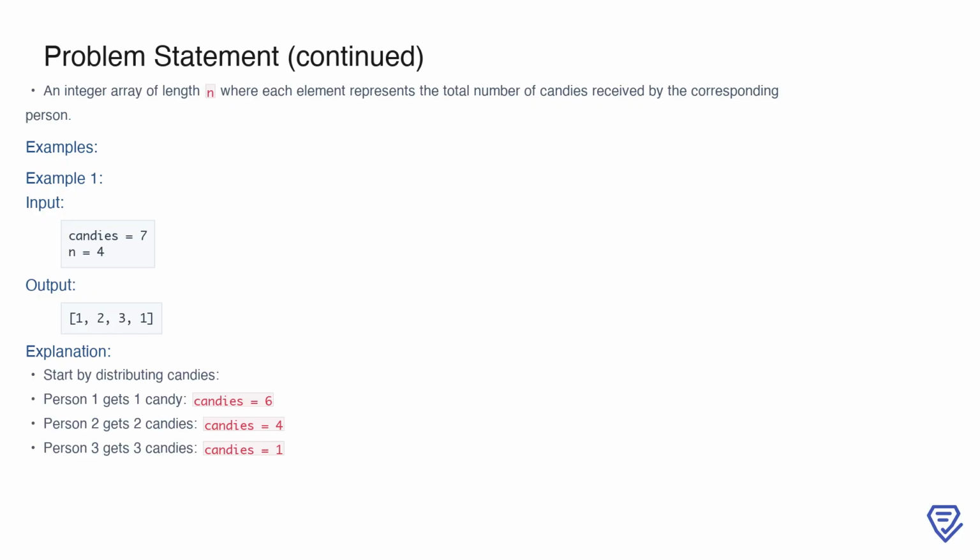Suppose we have 7 candies and 4 people. The distribution starts with person 1 getting 1 candy, leaving 6 candies. Then, person 2 gets 2 candies, reducing the total to 4. Next, person 3 gets 3 candies, leaving only 1 candy. Finally, person 4 gets the remaining 1 candy, and all candies are distributed. The resulting distribution is 1, 2, 3, 1, which is the output array.